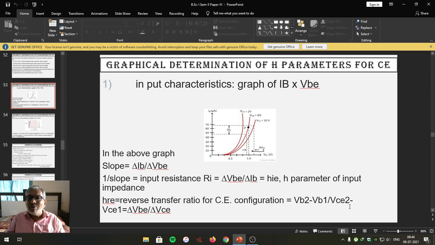VB2 minus VB1 upon VCE2 minus VCE1. VB2 minus VB1 is delta VBE, and VCE2 minus VCE1 is delta VCE. So it is a ratio of delta VBE upon delta VCE. That is change in input voltage upon change in output voltage represents the reverse transfer ratio. Everywhere E represents common emitter configuration. This is how the two input parameters one can calculate by using the input IV characteristics.